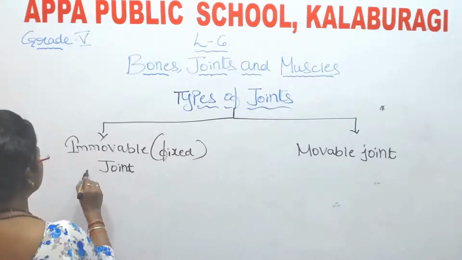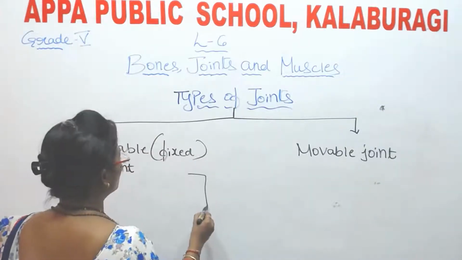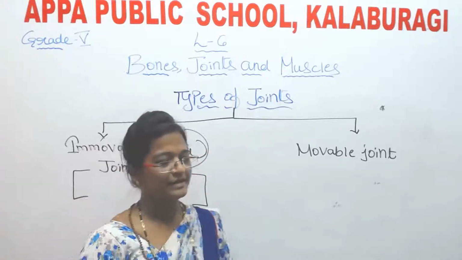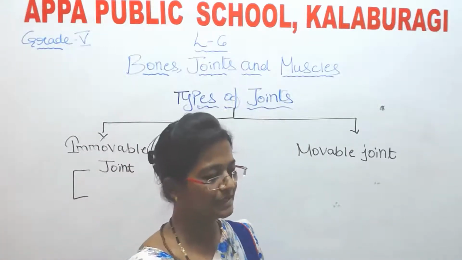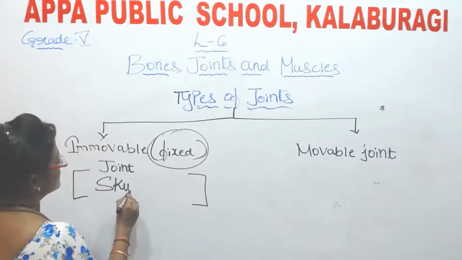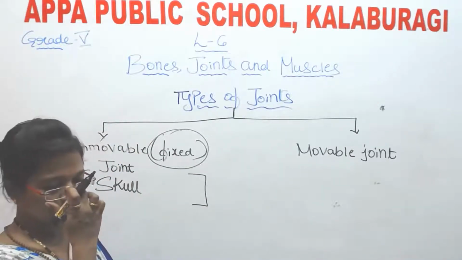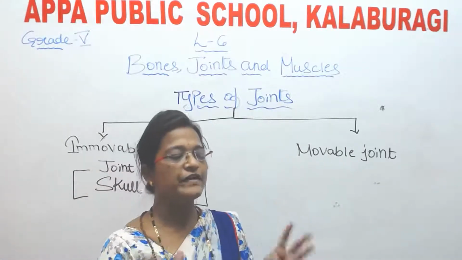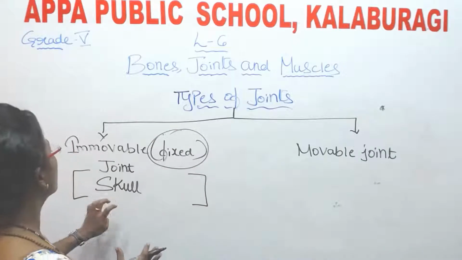So now can you tell me where this immovable, that is fixed joint, is present? Yes, in the skull. Okay, so that is the facial bones and the brain bones. They are fixed bones. They are not movable.